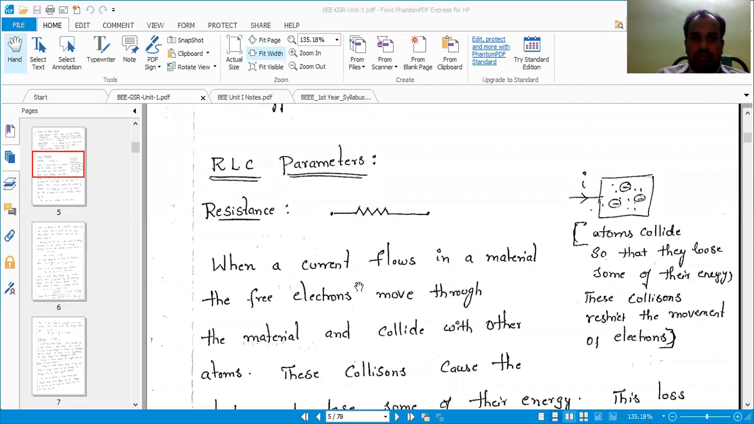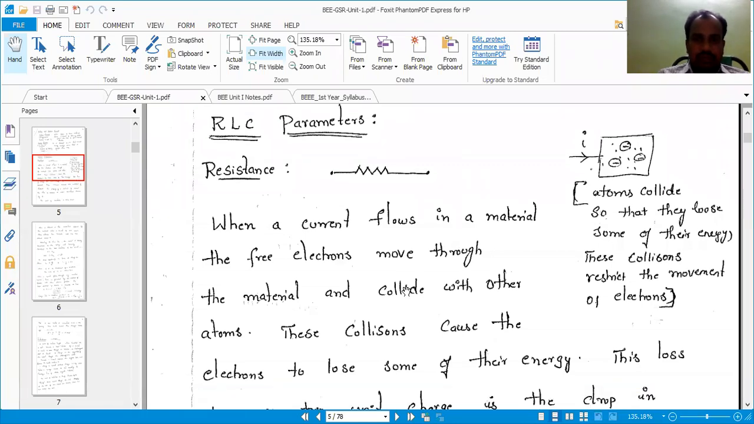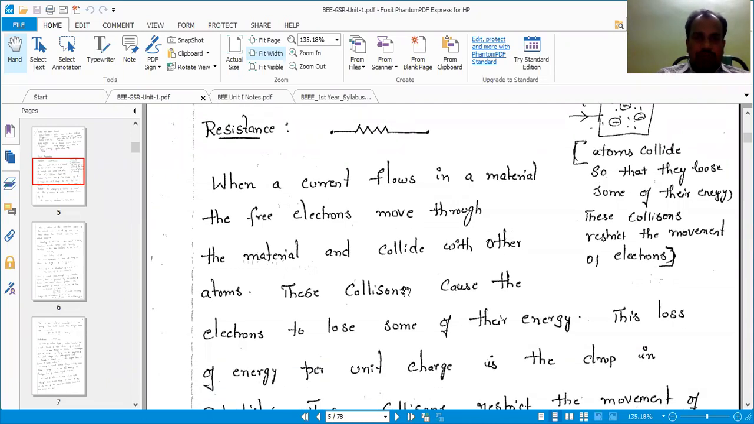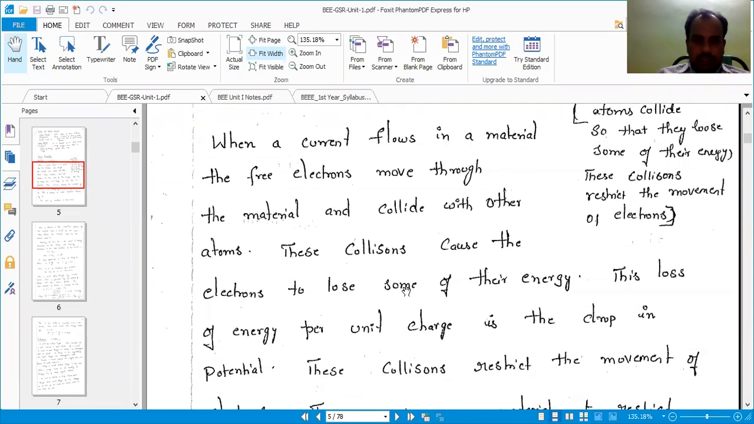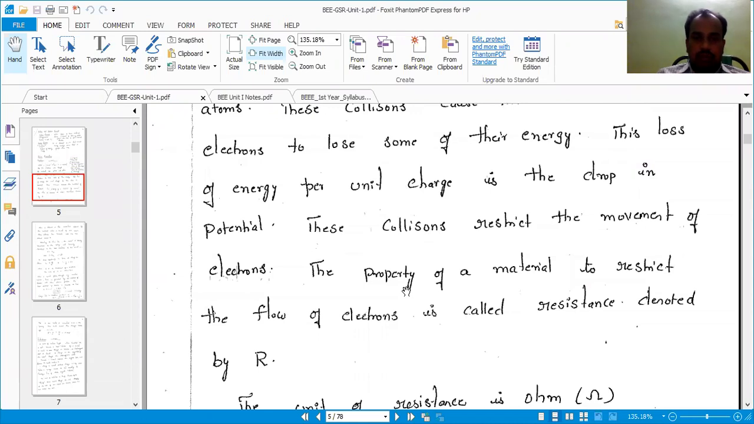When a current flows in a material, the free electrons move through the material and collide with other atoms. The collision causes the electrons to lose some of their energy. The loss of energy per unit charge is called a drop in potential. This collision obstructs the movement of electrons. This property of the material to obstruct the flow of electrons is called resistance. The main property of resistance is to oppose the flow of electrons.